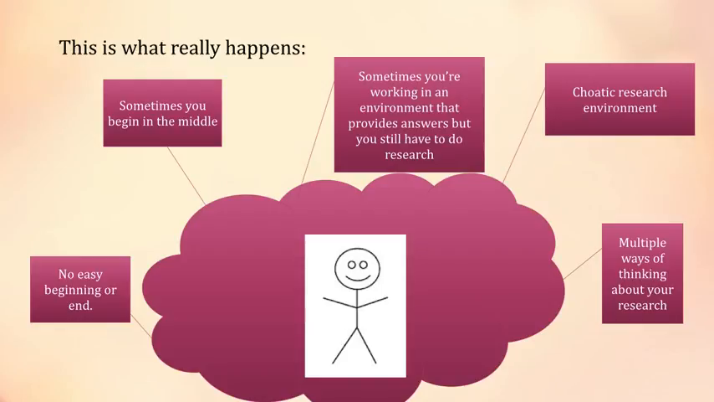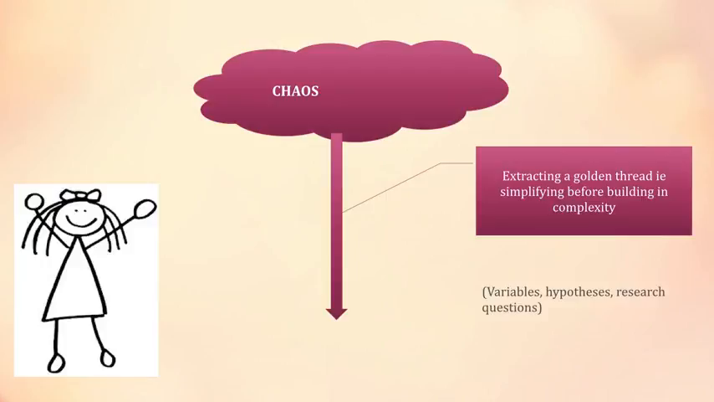So this technique is about finding a pathway through the chaos. So it's extracting a golden thread so that you can see what you're trying to do, and then you build in the complexity later on. So the process that I'm suggesting is simplifying, and then once you're clear about the simple things, then you can build in the complexity afterwards.